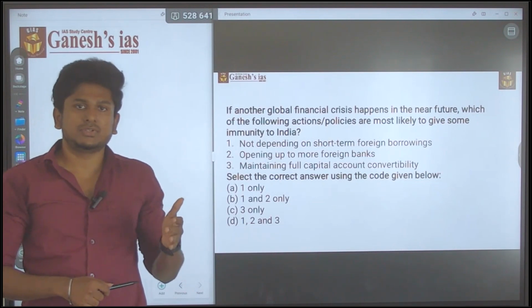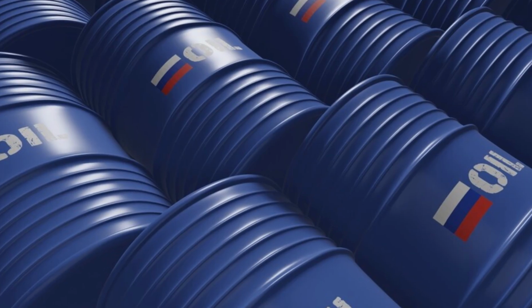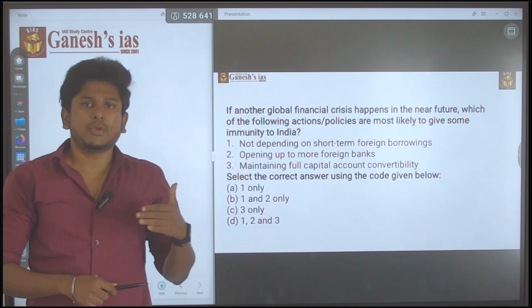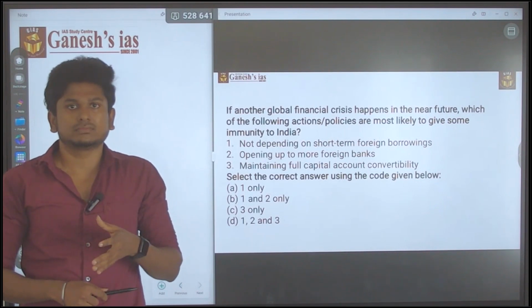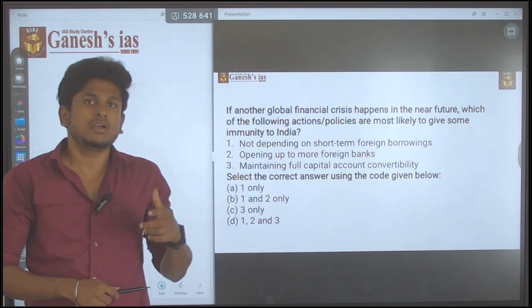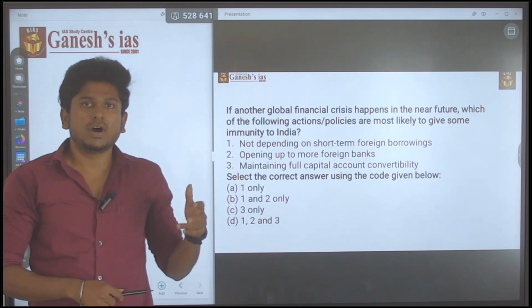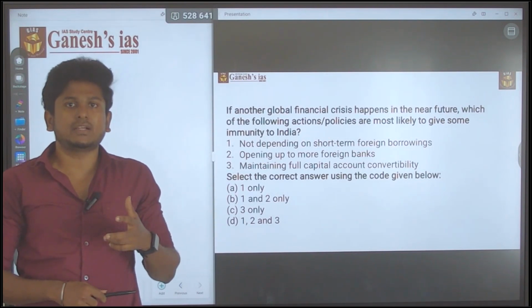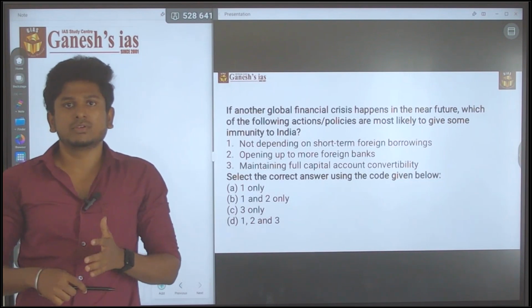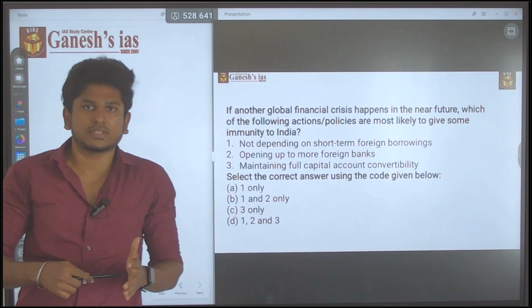In that issue, we are buying oil from Russia. So the US says that it is going to put sanctions on India. In such a scenario, if you are dependent on short term borrowing from the US, you will definitely be affected by those sanctions. It will affect your economy, so you have to create certain immunity for that.